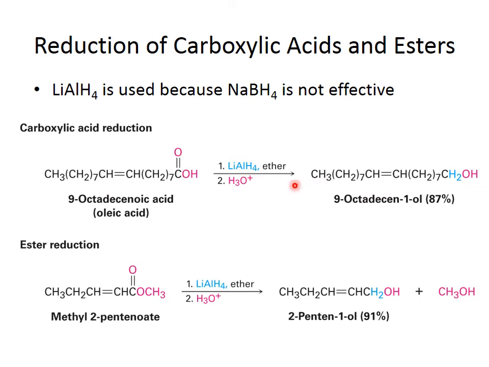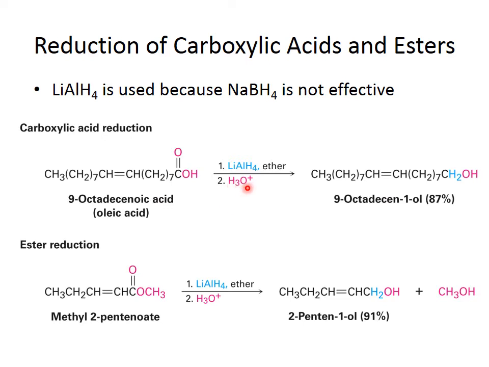You can reduce other oxygen-containing functional groups such as carboxylic acids and esters, but remember, sodium borohydride is a very gentle reducing agent, and it's only going to work for aldehydes and ketones. Something that's a lot more aggressive, like lithium aluminum hydride, is needed to take a carboxylic acid and reduce it to an alcohol, or to take an ester and reduce it to an alcohol. So lithium aluminum hydride will take both acids and esters and take them down to primary alcohols.